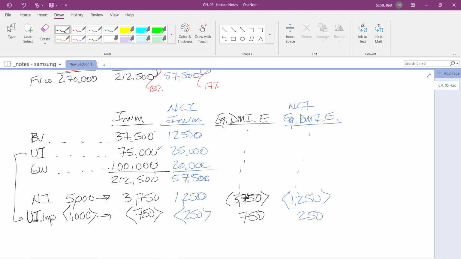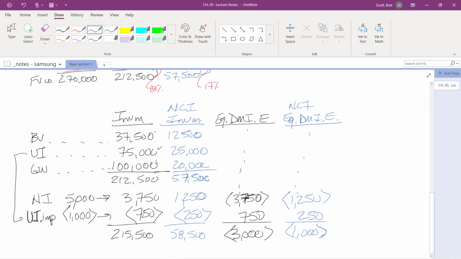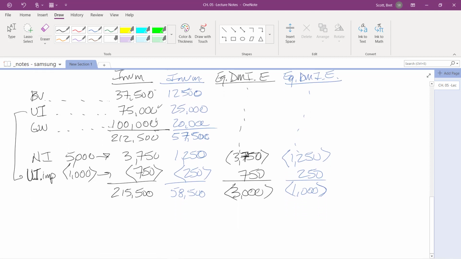And when I go through and sum up those things, I see that my overall balance is 215,500. For my equity in DMI's earnings, I have 3 million. Not too bad. NCI's investment is 58,500. And they would show essentially their claim overall to the earnings of DMI is $1 million.